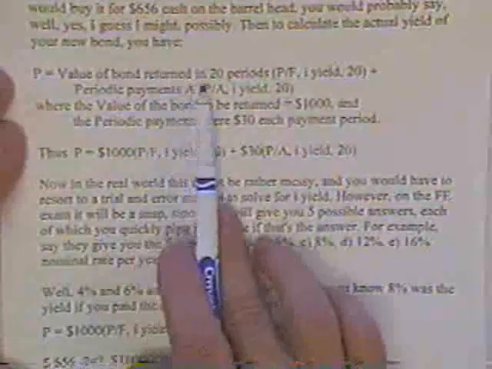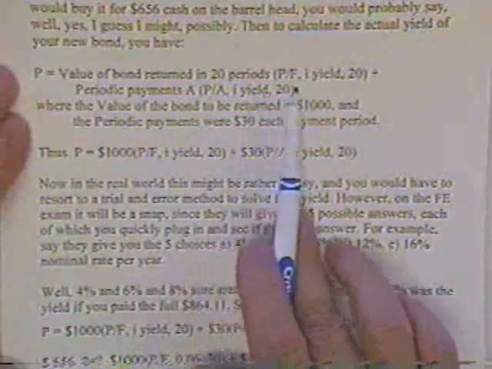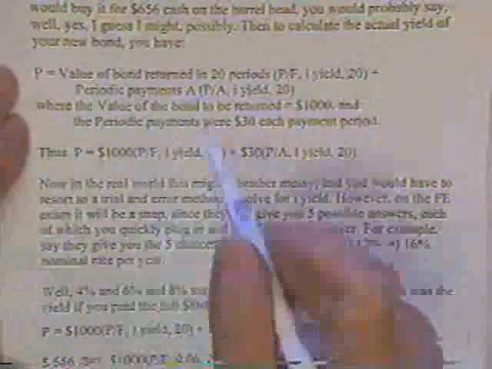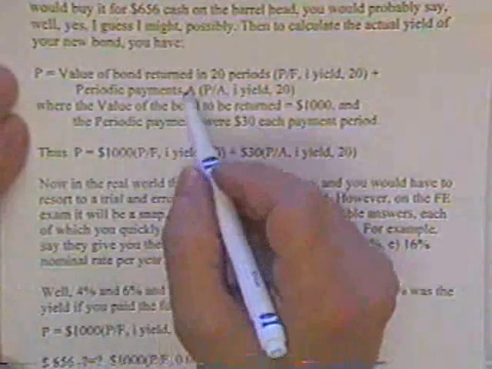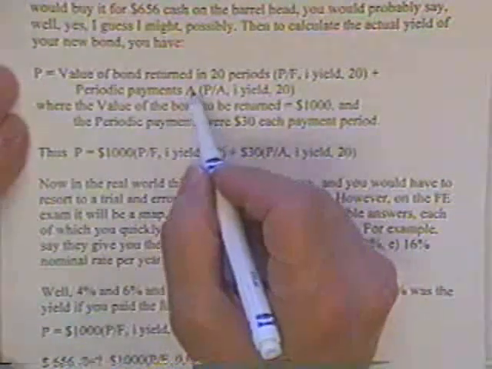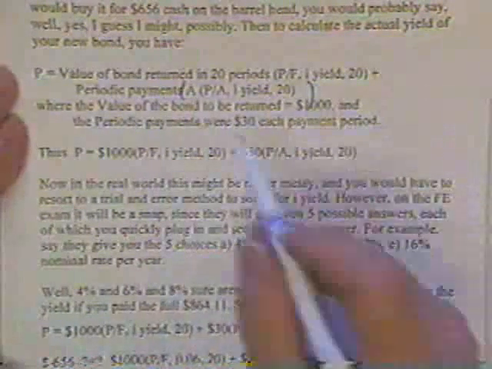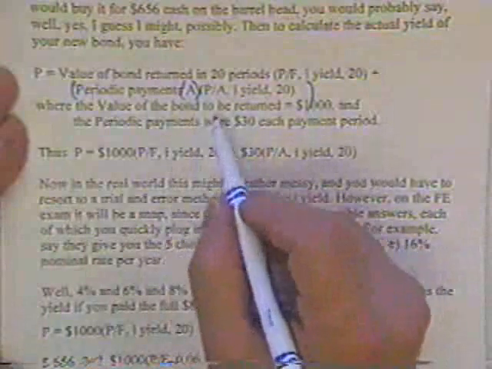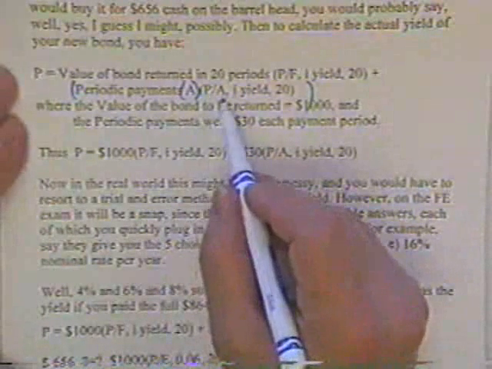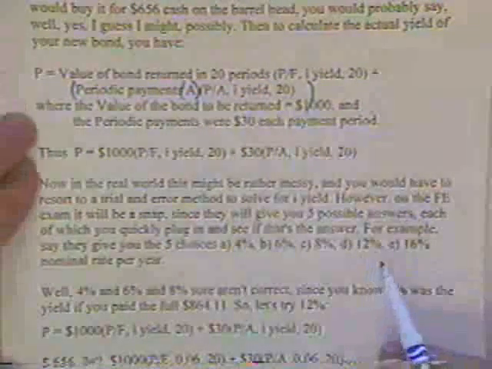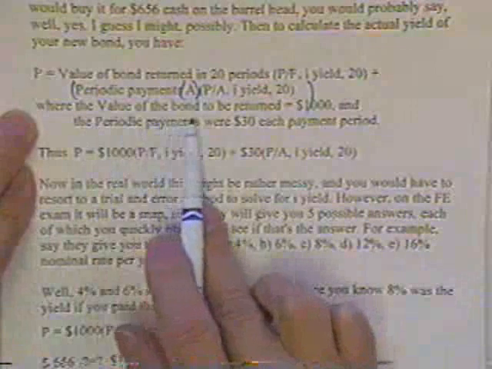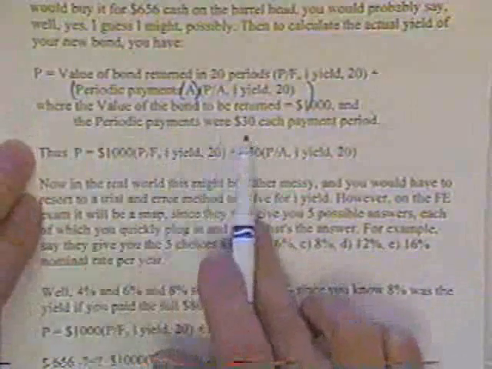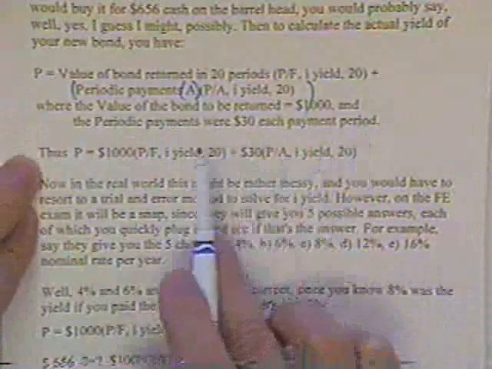The value of the bond returned in 20 periods times P over F, i yield, 20 periods, plus the periodic payments, let's say that's A, in other words, the periodic payments are A, times P over A, i yield, 20, where the value of the bond to be returned is $1,000, that's correct, and the periodic payments are $30 each payment period. So in other words, we're setting the parameters.